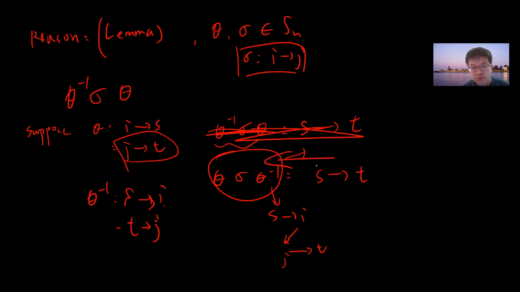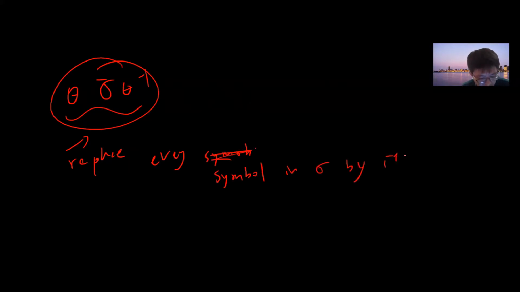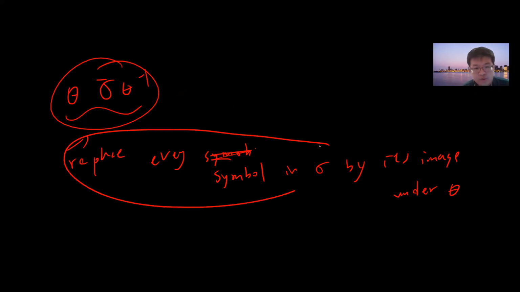The convention is that we start from the right, because some people like to start from the left, but I want to start from the left. If you want to compute this, you just replace every symbol in sigma by its image under theta. So replace every symbol in sigma by its image under theta. This should be simple.